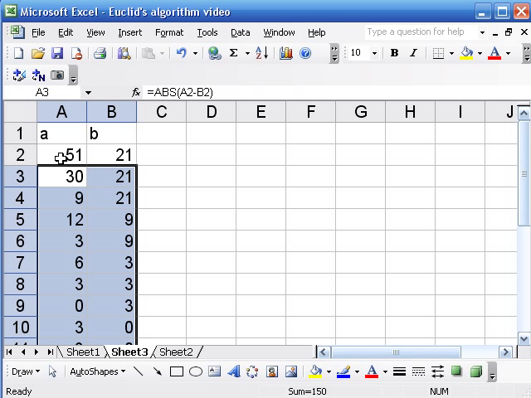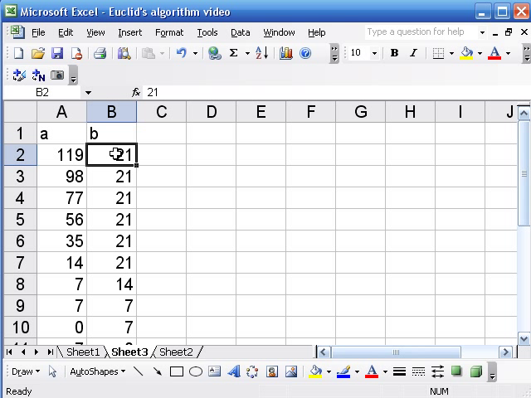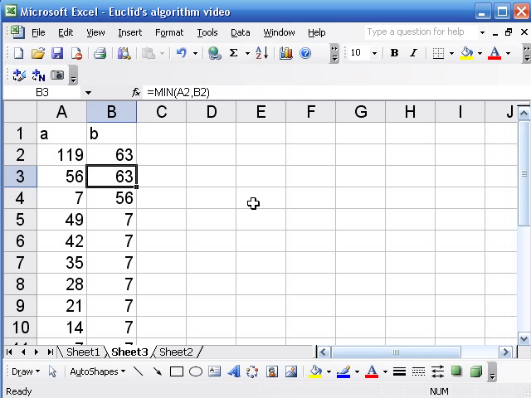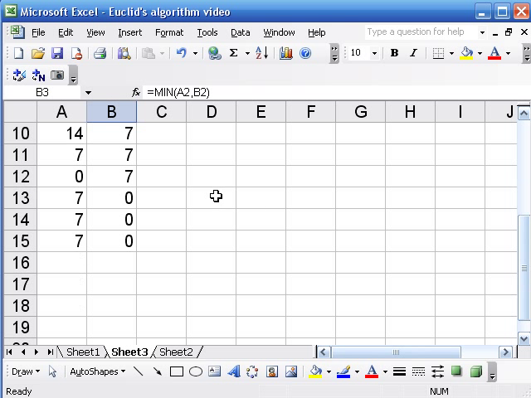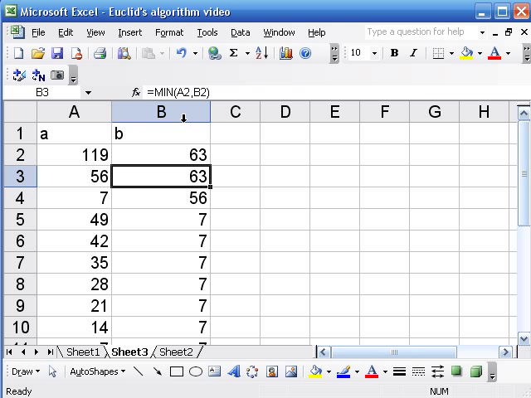So we have recursive equations here. We can change the numbers. Let's try 119 and 63. We see the greatest common factor is 7. As soon as we start getting the zeros in here, we've got the greatest common factor. Let's make these columns a little wider.